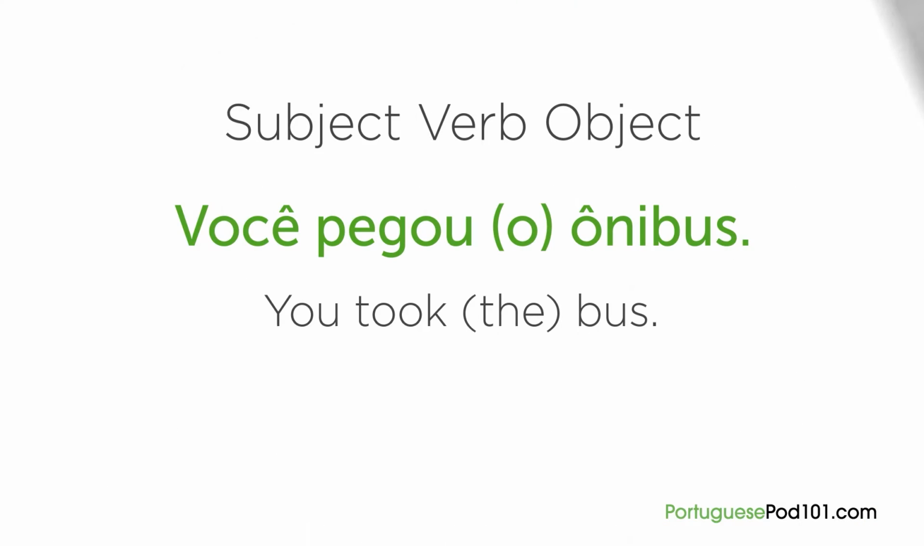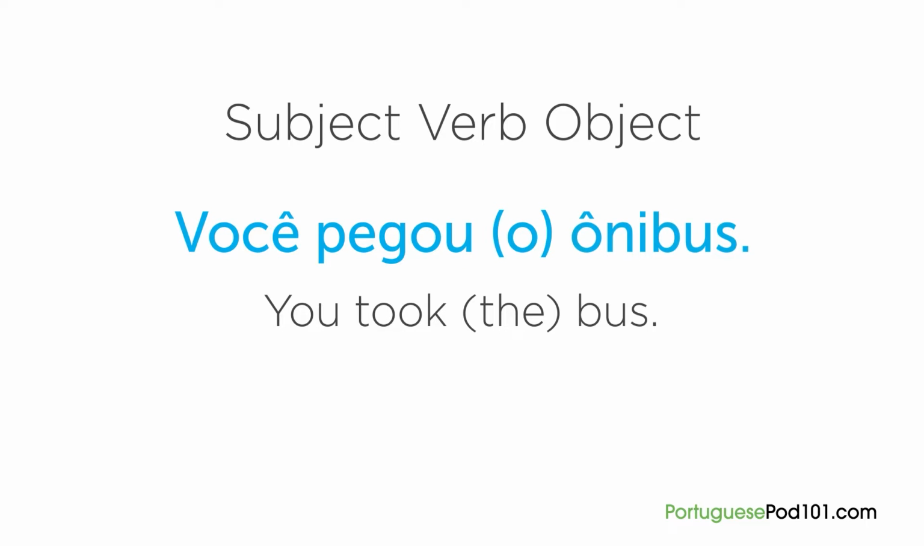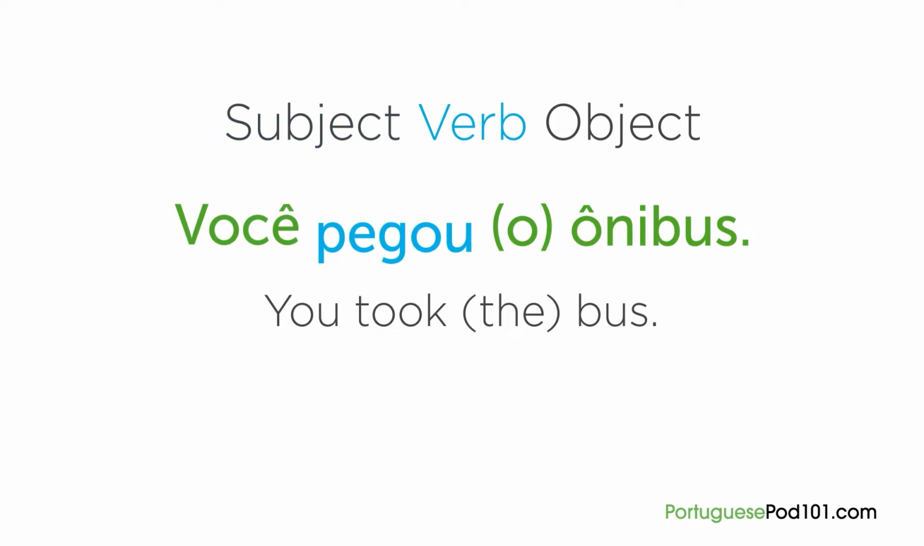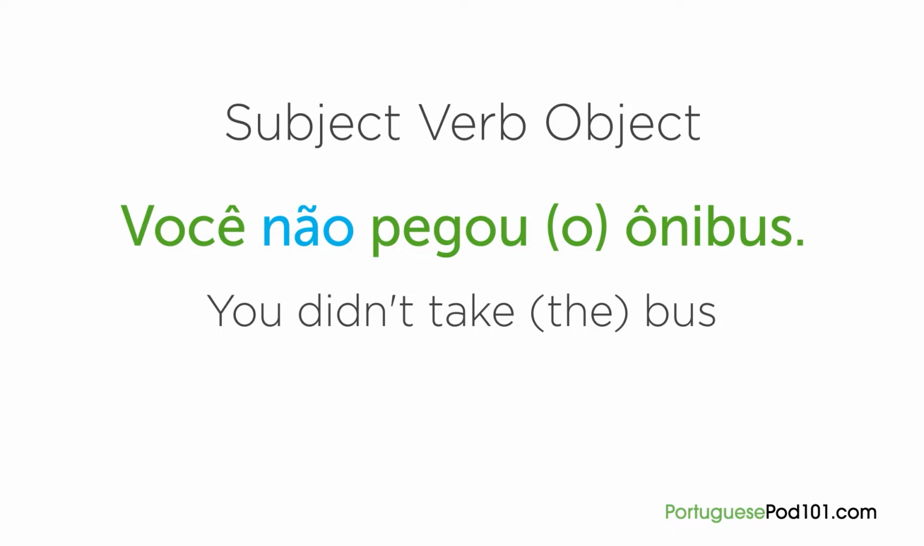One of the great things about Portuguese is that once you learn how to form statement sentences, it's really easy to form other types of sentences. Let's see this one. Você pegou o ônibus. Subject, verb, object. As you see, the order of this statement is SVO. Now, what if you want to say this as a negative sentence, Ana? You just have to place the negative word não, which means no or don't, before the verb.